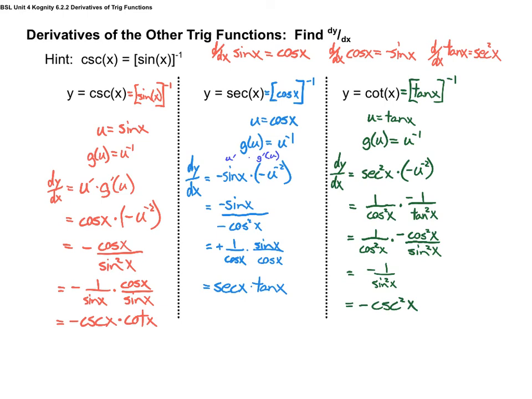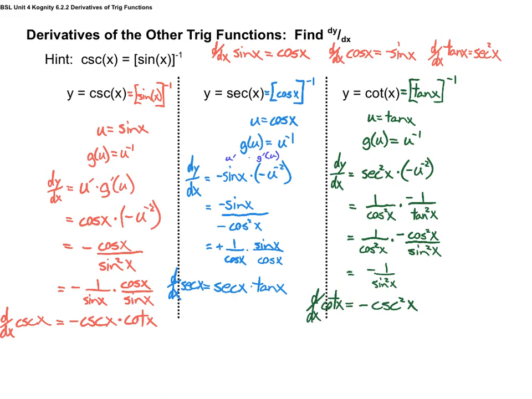So, just to put all of this together, we have the derivative of cotangent is negative cosecant squared. We have the derivative of secant is secant times tangent, and we have the derivative of cosecant is a negative cosecant times cotangent. Alright?